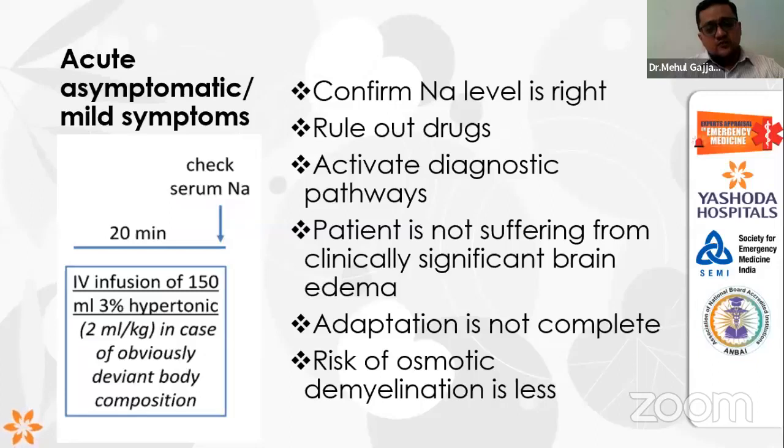Why you have to correct is because the patient is not suffering from clinically significant brain edema. Adaptation is going on, but adaptation is not complete, right? So there is always some chance that brain edema is there and it may worsen. So here, the guidelines recommend that you give 150 ml of 3% hypertonic saline, 2 ml per kg, and make sure that you activate the diagnostic pathway, rule out the drugs, and monitor the serum sodium level.